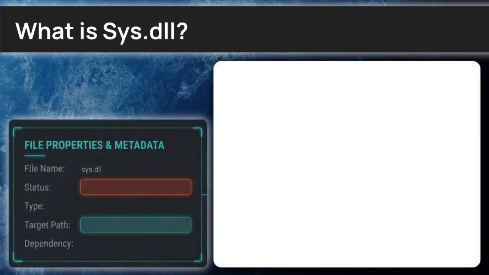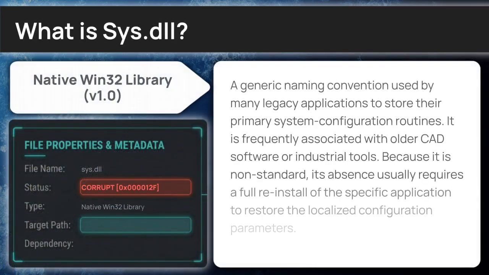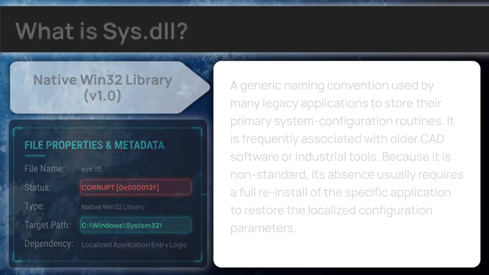This is the System Library, a generic naming convention used by many legacy applications to store their primary system configuration routines. It is frequently associated with older CAD software or industrial tools. Because it is non-standard, its absence usually requires a full reinstall of the specific application to restore the localized configuration parameters. With that background out of the way, here is how we actually restore the missing component.